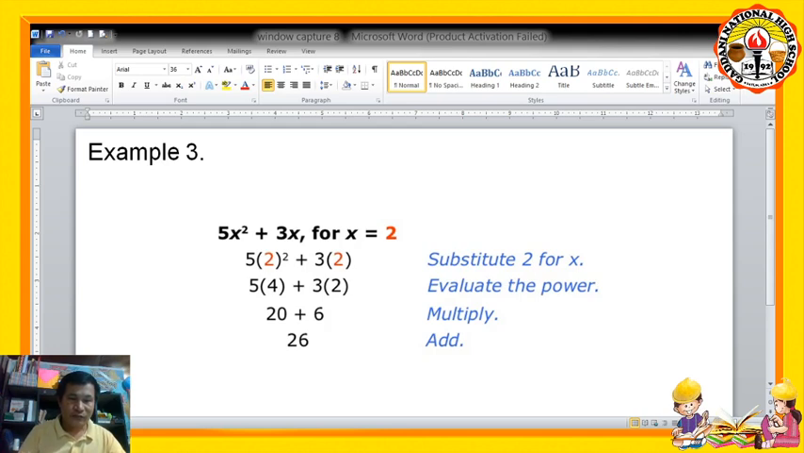2 raised to 2 means we are going to multiply 2 by itself, so that is 4, and then we have 3 times the quantity 2. Next thing to do is to multiply: 5 times 4 equals 20, and then 3 times 2 equals 6. And after multiplication, we simply add, that is 20 plus 6 equals 26.